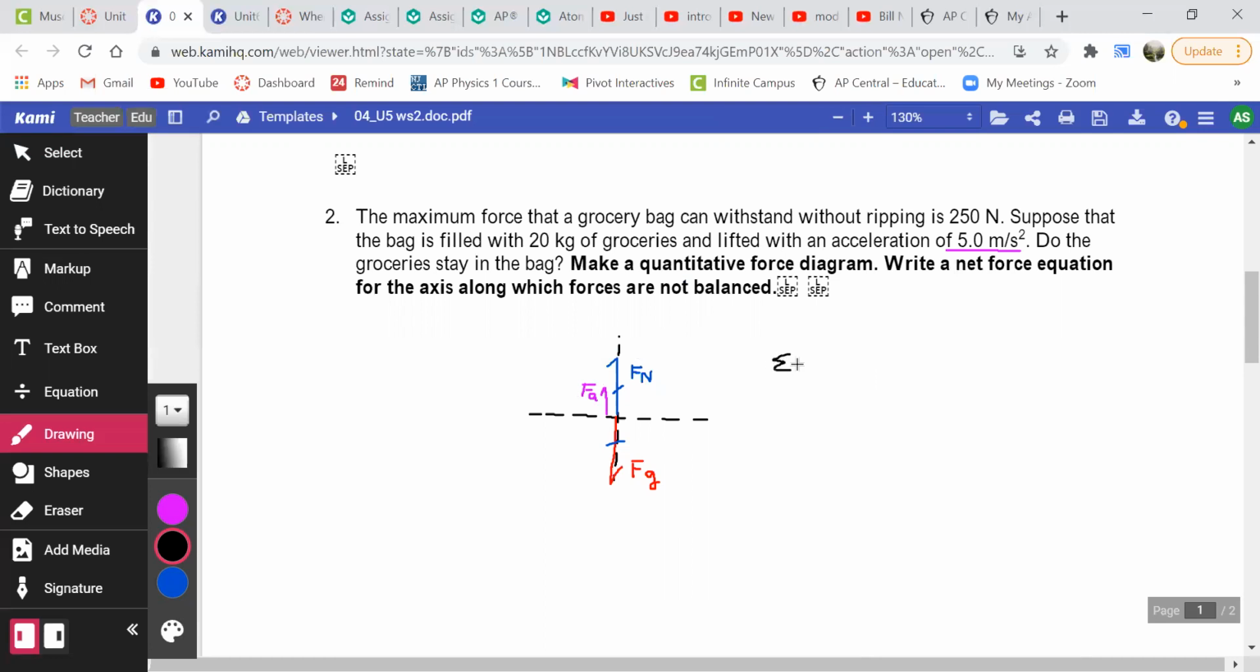So we find that the sum of forces in the y direction are equal to what's in my positive direction. In this case, I'm going to put this in parentheses, normal force. Then we also have force applied. Then we'll subtract that force of gravity.